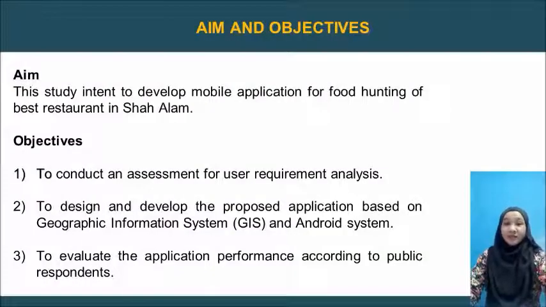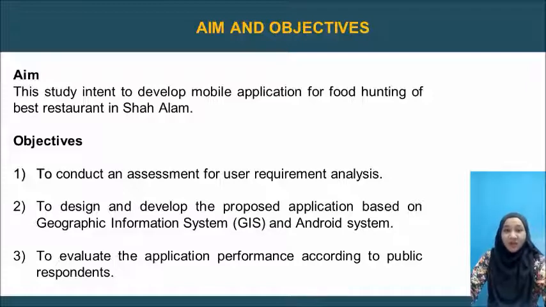The aim of this study is to develop a mobile application for food hunting of the best restaurants in Shah Alam and consists of 3 objectives. The first objective is to conduct an assessment for user requirement analysis by using a questionnaire distributed to public respondents. And the outcome, the respondents will give suggestions on what components are needed in the application.